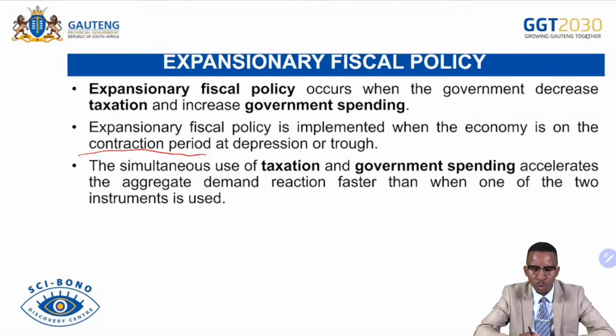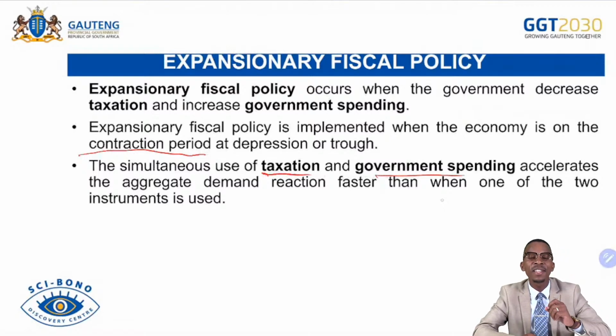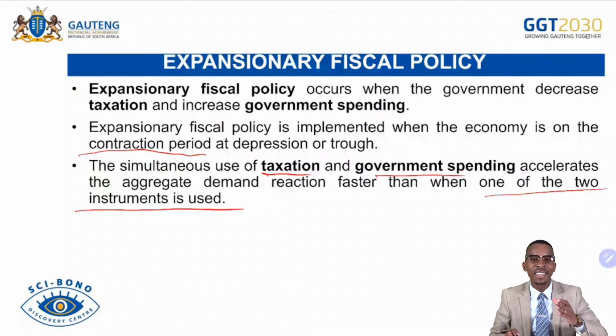The simultaneous use of taxation and government spending increases the aggregate demand reaction faster than when one of the two instruments is used. So if ever the state decides to implement both taxation as well as government spending, there will be a quick reaction in the economy. The demand will be changing faster because remember, if ever the state intervenes by decreasing taxation in the economy, that will lead to people having more money available in their pockets, which will be increasing the aggregate demand on goods and services.